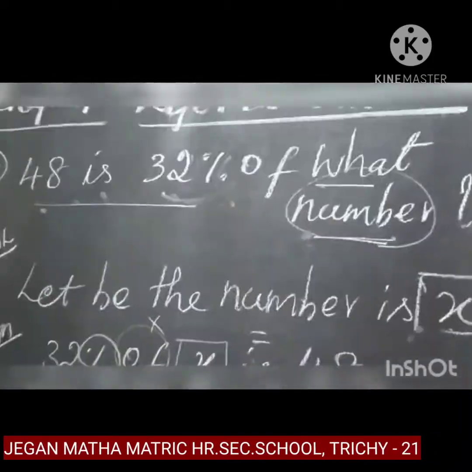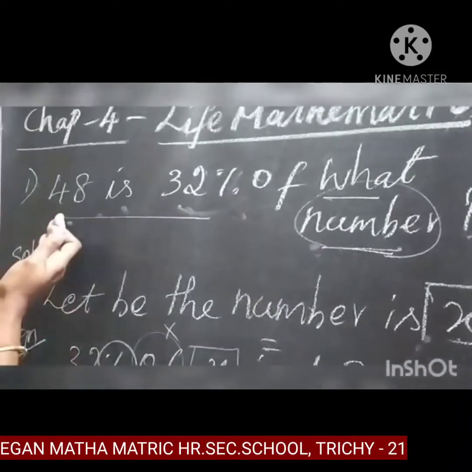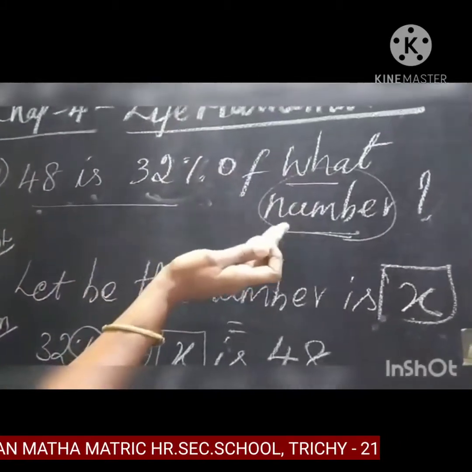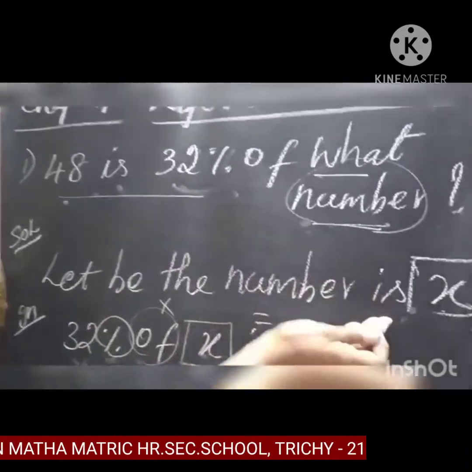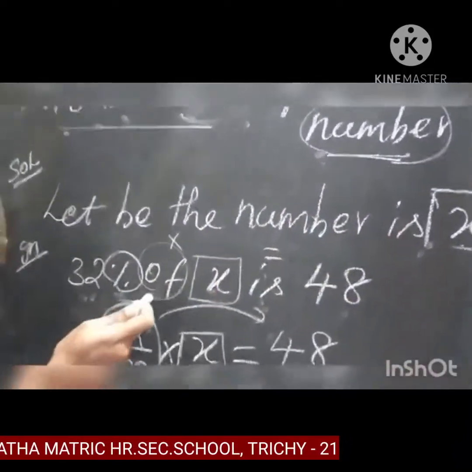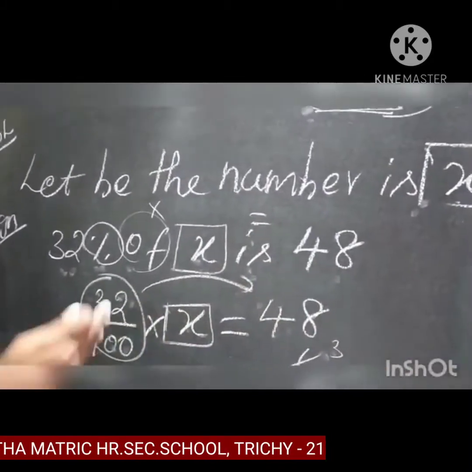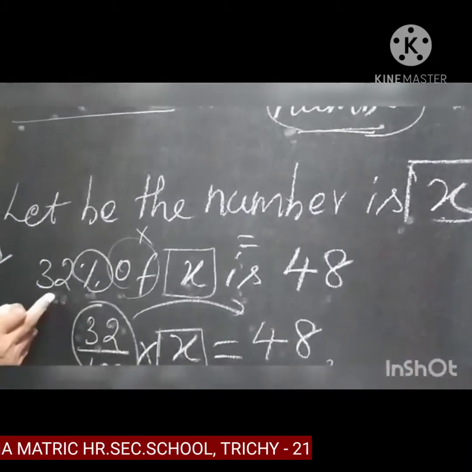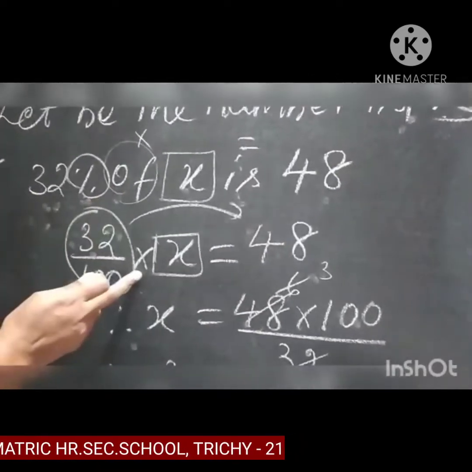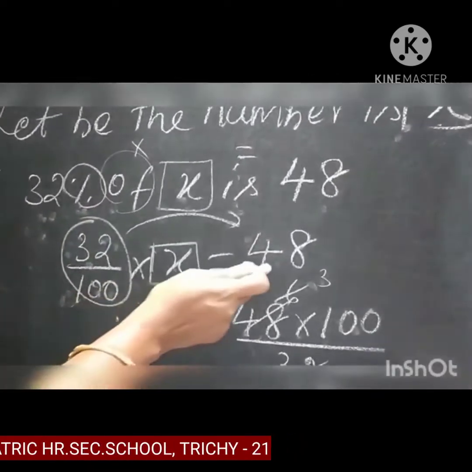Is it clear? Again I am telling, the given statement is 48 is 32 percentage of some number. You want to find out that number. So you give the value, let the number be x. So 32 percentage of x is 48. You can form the equation of this one, 32 by 100 of, that is multiply, into x equal to 48.